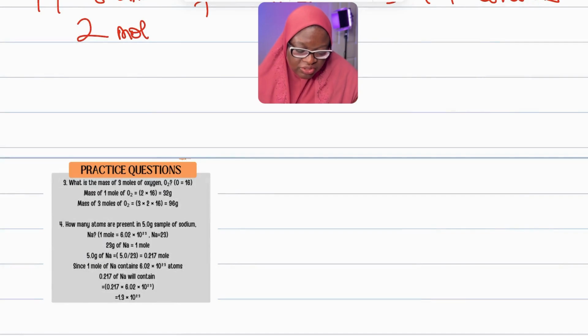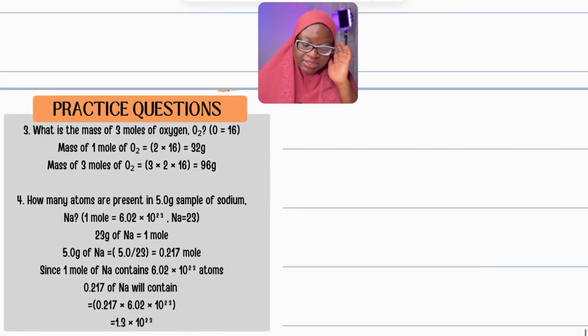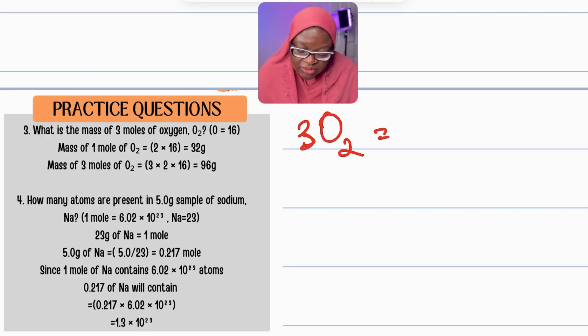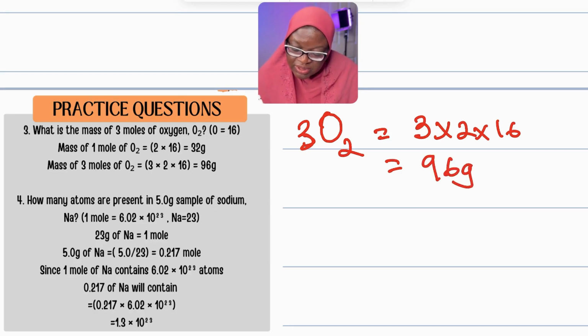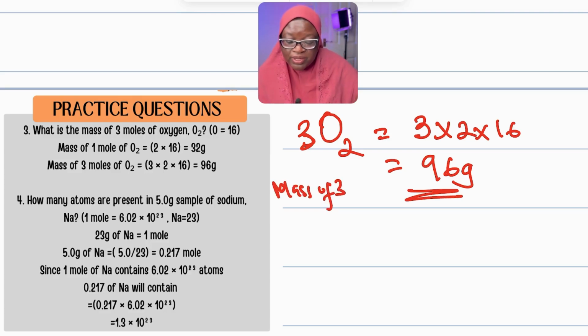So we have some practice questions for you again. The first one: what is the mass of 3 moles of oxygen? 1 mole of oxygen is O2. So 3 moles of oxygen would be 3 O2, and you know oxygen is 16, so that is 3 times 2 times 16, and that is going to be 96 grams. That will be the mass of 3 moles. You should be able to do that by now.